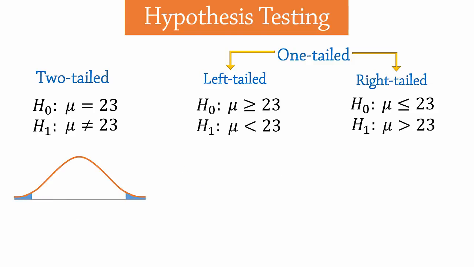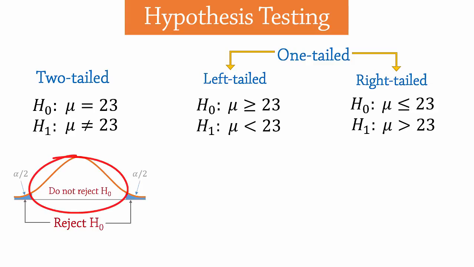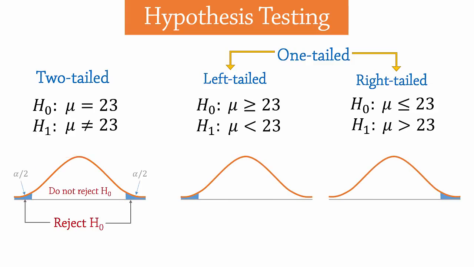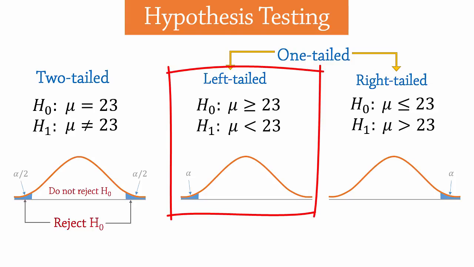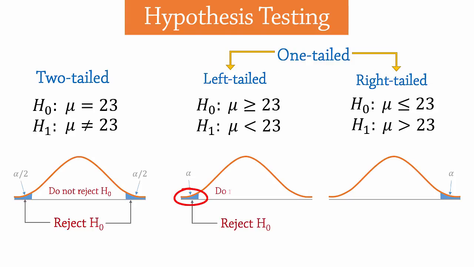For a two-tailed test, alpha is divided by 2 into both tails. So we reject the null hypothesis in the tails and we don't reject it in the middle here. For one-tailed tests, alpha is not divided. So for the left-tailed test, the rejection region is in the left tail. And it's in the right tail for the right-tailed test.